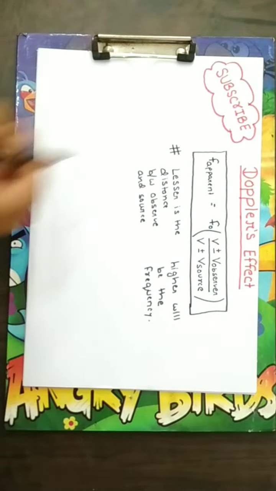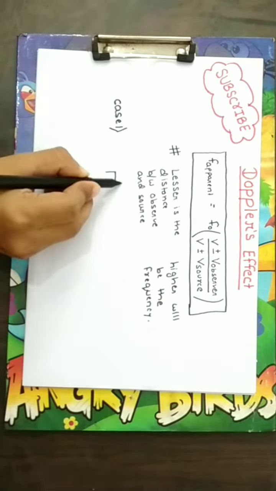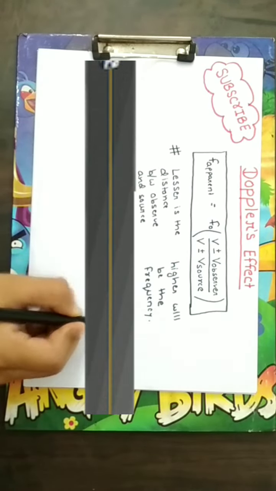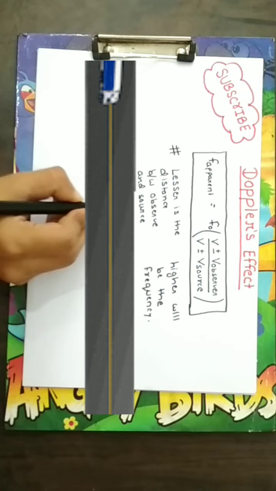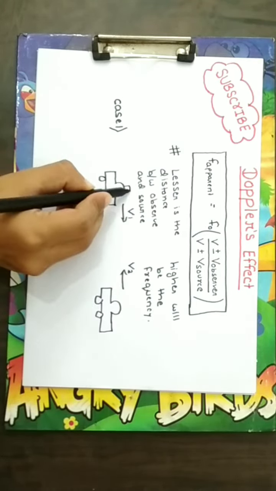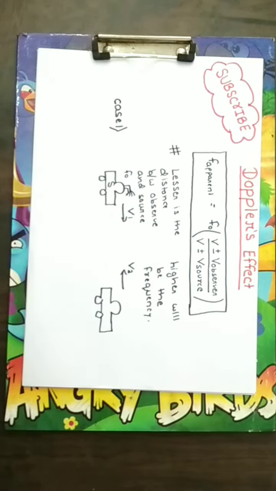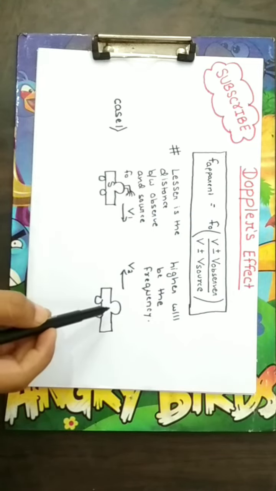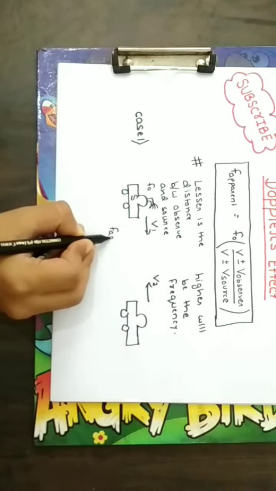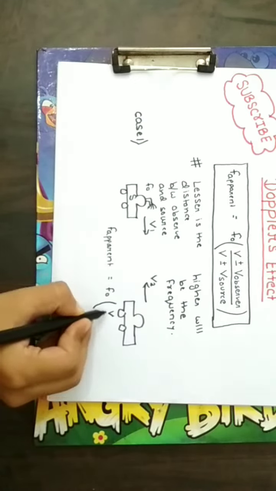So let's see case one, in which two cars are moving towards each other with velocities v1 and v2. It has a horn which has a frequency f naught, that means it is a source. Then what will be the frequency appearing for the driver in this car? So we will apply the formula: F apparent is equal to f naught, write down v over v.